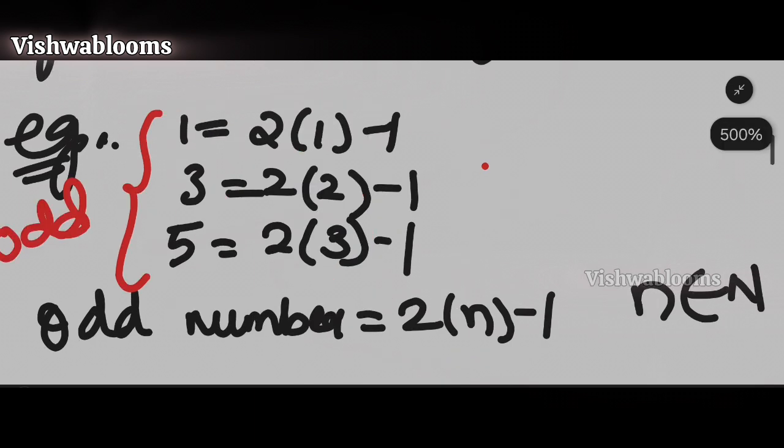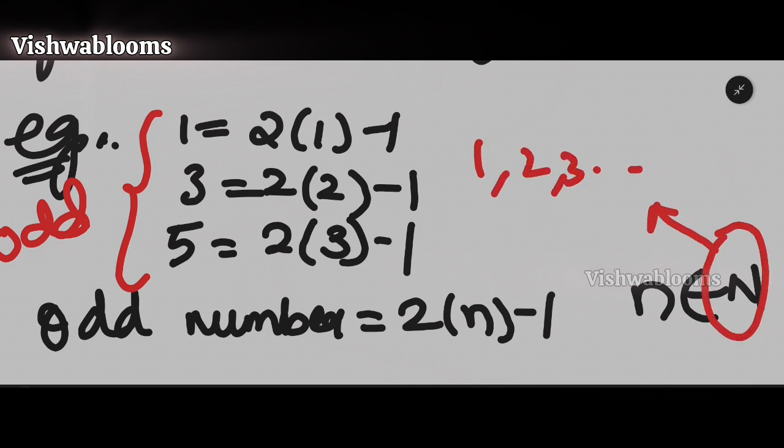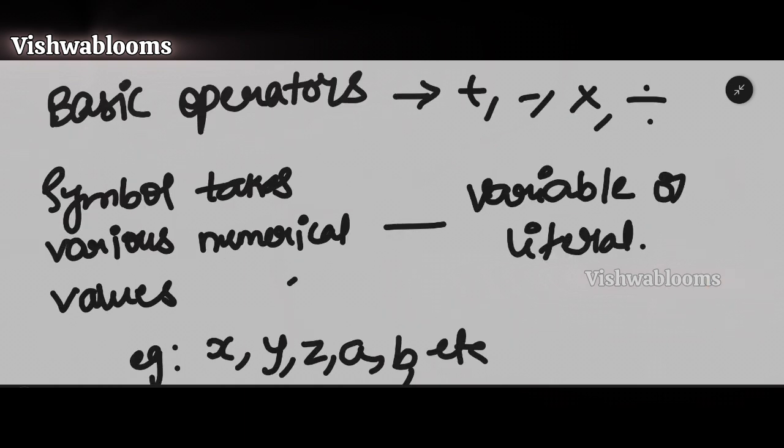If you have to generalize it as a formula, how will we write it? 2, this one minus 1. This is changing, right? Whatever is changing, instead of that you should put an alphabet. That's it. So the general form for an odd number is given as 2n minus 1, where n belongs to natural numbers. I hope you all know what natural numbers are: the numbers which start from 1, 2, 3, and so on till infinity. The basic operators we are going to use in this chapter are addition, subtraction, multiplication and division.